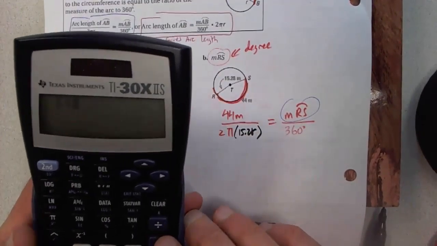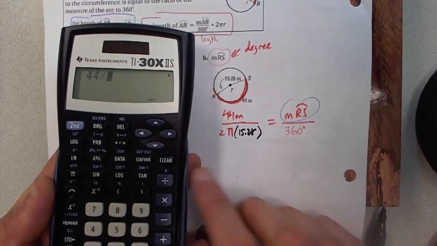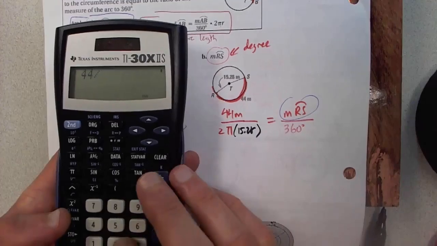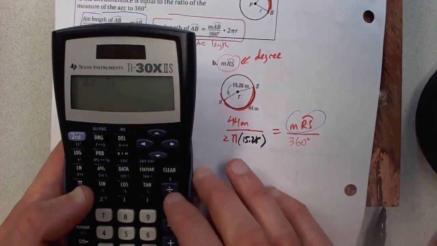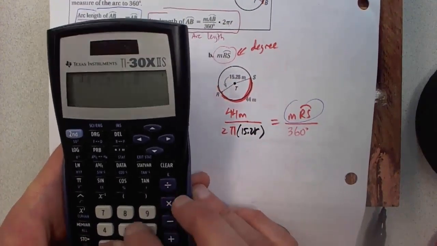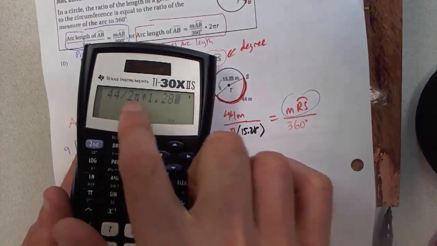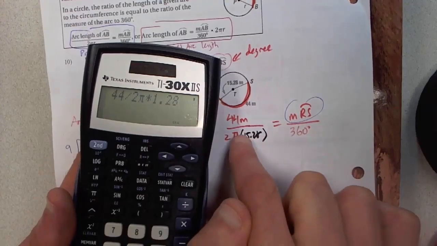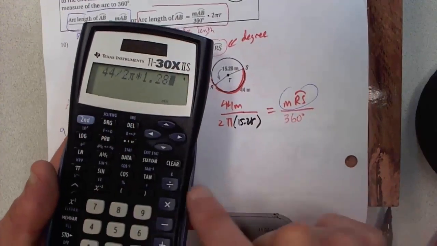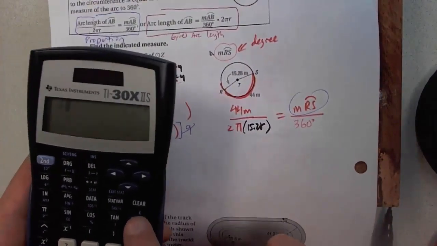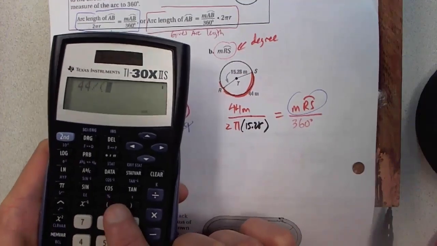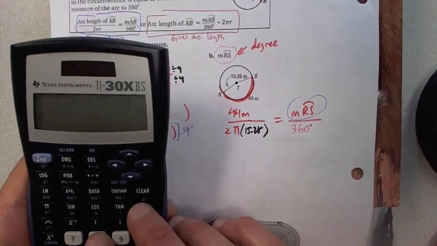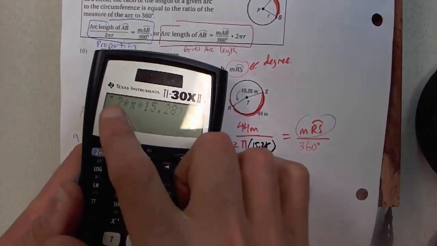Okay, just to help us understand that a little bit more, I'm going to actually type this up. 44, now here's what you want to be careful about. You want to do divided by, and you want to put parentheses around the whole thing, because if you just say divided by 2 pi times 15.28, look at this. This is wrong because you're going to be dividing by 2 and then multiplying by the rest. You don't want to do that, so I'm going to clear that. You want to do 44 divided by parentheses 2 times pi times 15.28. All right, so put it all in parentheses.